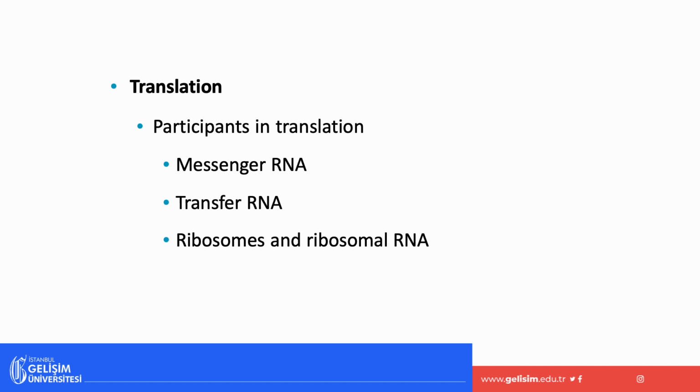Messenger RNA carries the genetic information from the DNA to the ribosome, where it's read and translated into a protein sequence with the help of transfer RNA, which carries amino acids that are added to the growing protein chain. So the ribosomes that are made up of ribosomal RNA and protein catalyze the formation of peptide bonds between the amino acids to create the protein.